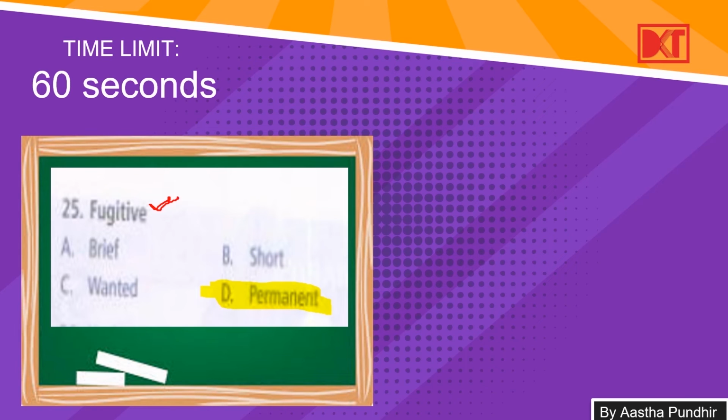Okay. The others: brief means something very small and crisp, short, and wanted. Right? Fugitive can be a synonym of wanted, because I told you the criminal who has escaped, so wanted could be a synonym. All right.